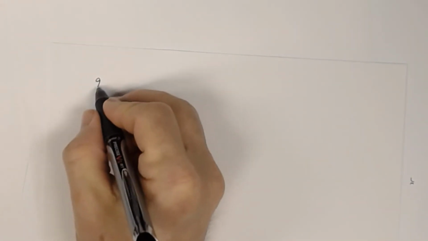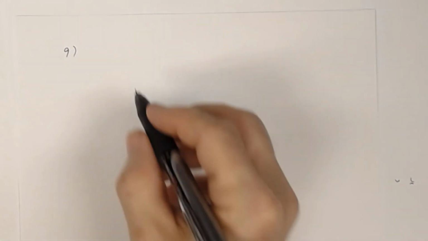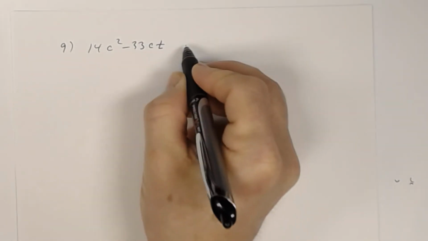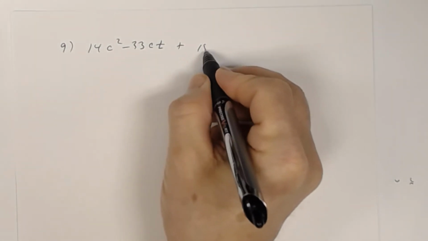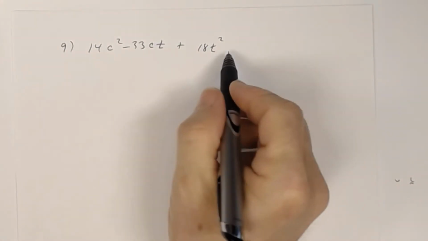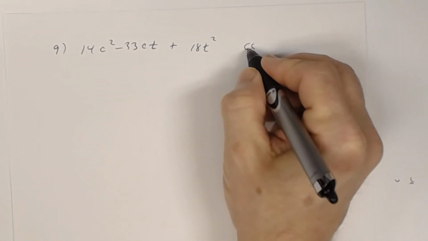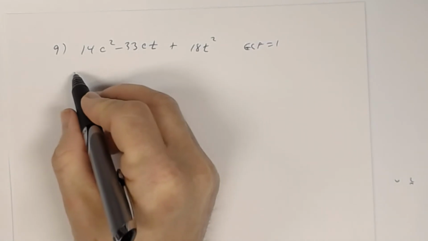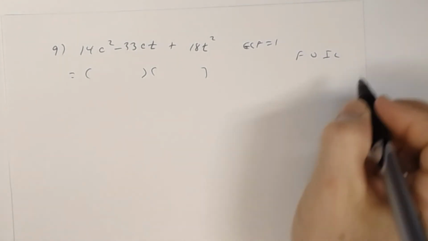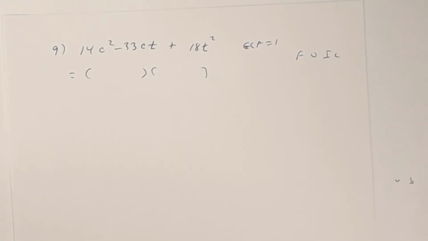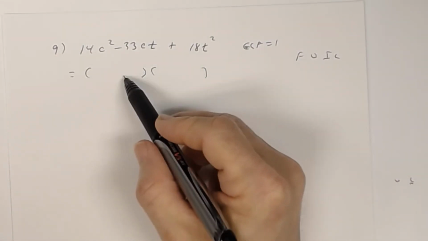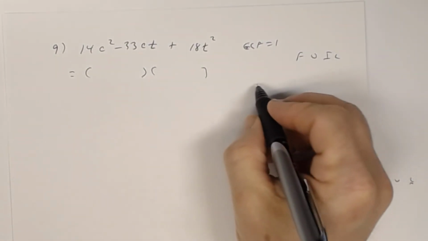Number 9, we have 14c squared minus 33ct plus 18t squared. Okay. Now again, the GCF of all those terms is 1. So we're going to go directly to our two binomials. And remember, we are using the idea of FOIL, reverse FOIL, trial and error, to factor this. And by the way, the last sign is positive. This means these signs in here are the same. They're going to be that middle sign. So keep that in mind.